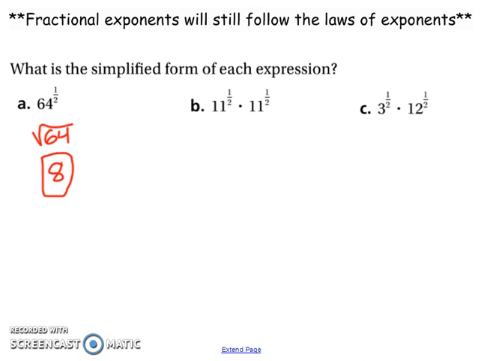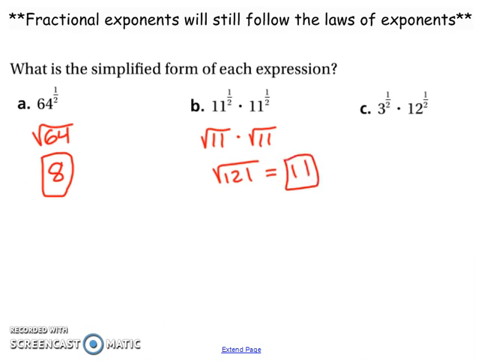Now 11 to the 1/2 times 11 to the 1/2. You can do this one of two ways. So we could rewrite them both as square roots. So square root of 11 times square root of 11. Well, we know that would be the square root of 121, which is 11. So 11 is my simplified answer.